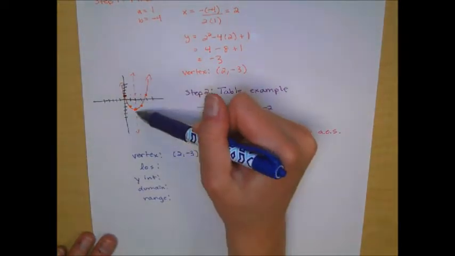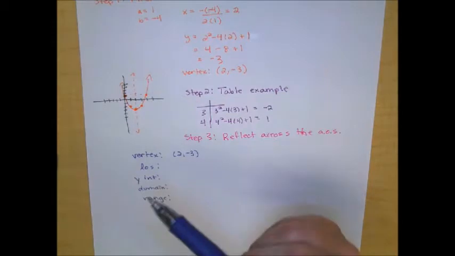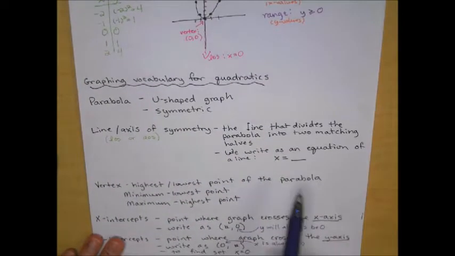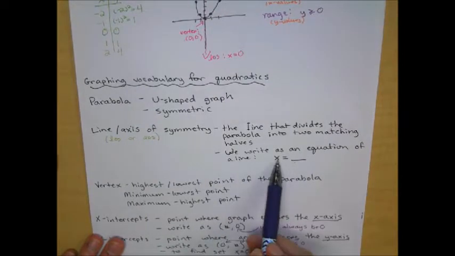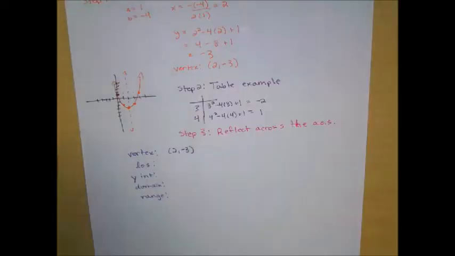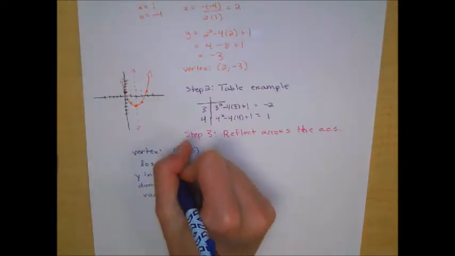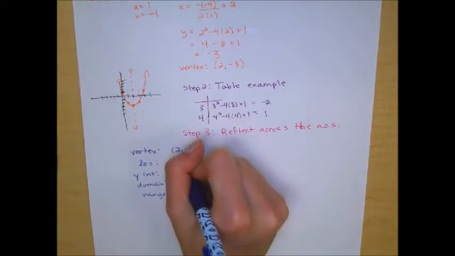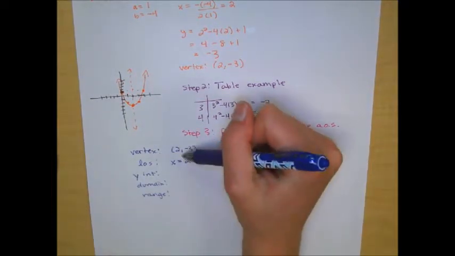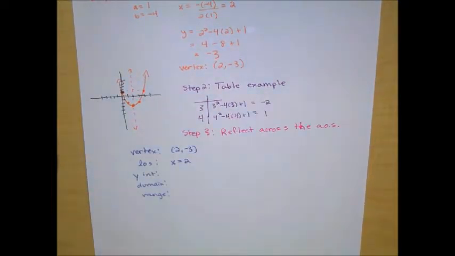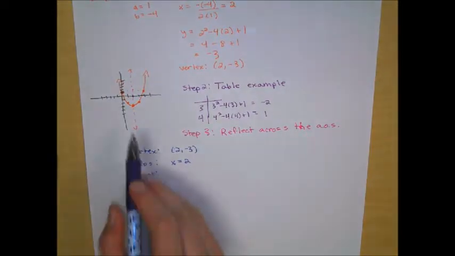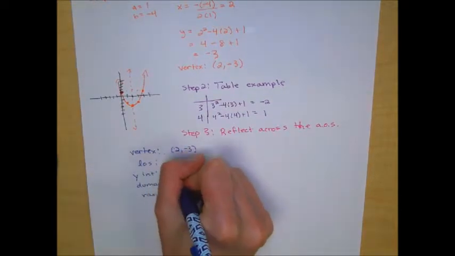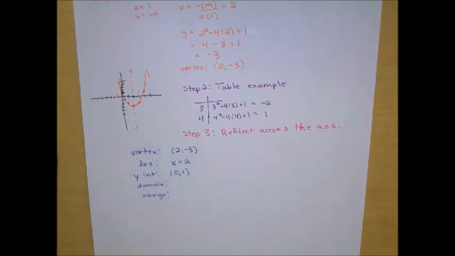Our line of symmetry, if we go back to our notes, how do we write the line of symmetry? Let's look back. Line of symmetry, we write it as an equation of a line. X equals. Well, what x does it equal? It's going through x equals 2. You can note that it's the same as the vertex. Our y-intercept, if we look at our little graph here, it's at 0, 1. Write it as a coordinate.